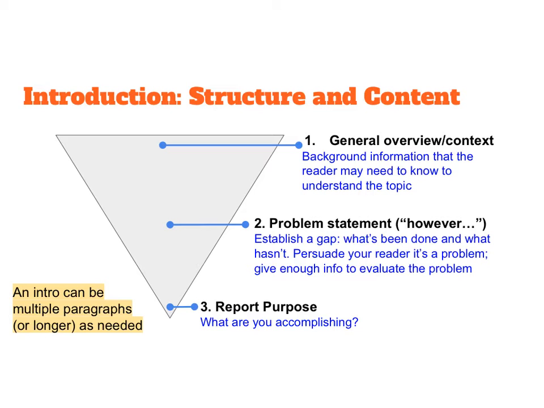After you state that general overview and the context, you then give the problem statement. What is the issue or problem that your proposal is taking up or that your report is looking at and trying to solve? This often begins with the phrase "however," which offers the reader a sense that you're about to turn and look at the problem. Your goal here is to establish a gap. What has been done, what hasn't been done, and what are you going to do about it?